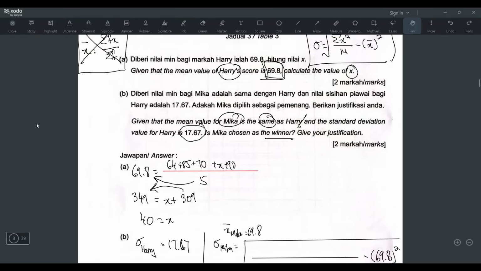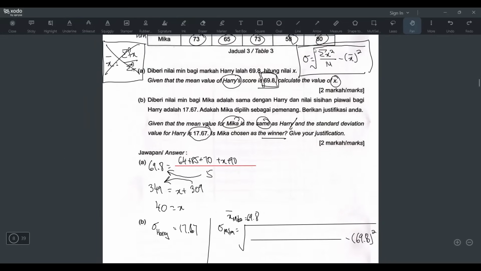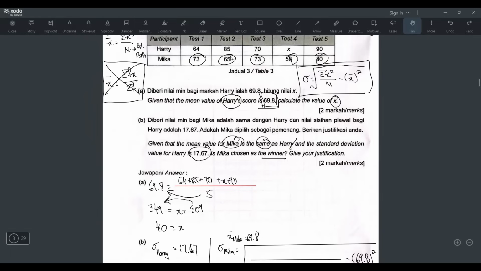According to the formula, formula kata apa? You kena ambil sum of x square. Means you kena ambil semua data, and in this case, the data is the markah lah. So you kena ambil semua markah, kuasa 2 kan, lepas tu jumlahkan. Means you kena square and then jumlahkan.